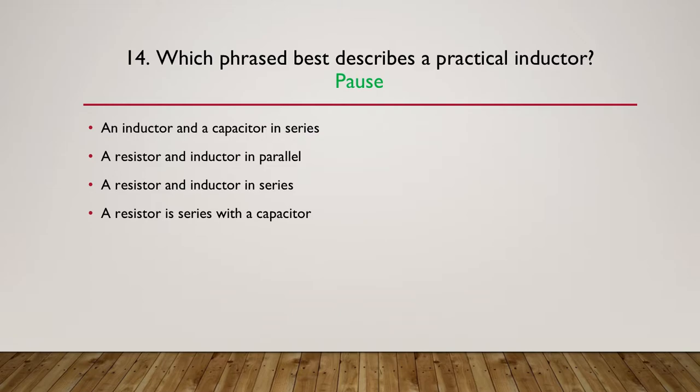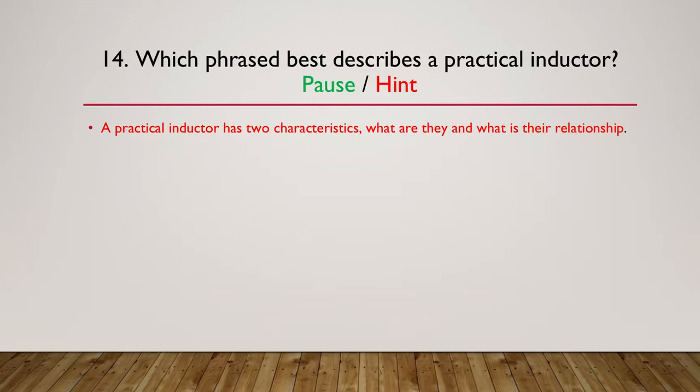Well, welcome back. Let's now give you a hint. So our hint is a practical inductor has two characteristics. So what are they and what is their relationship? There's two very important parts to know: which characteristics and what's their relationship with each other. Okay, let's now move on to the answer.